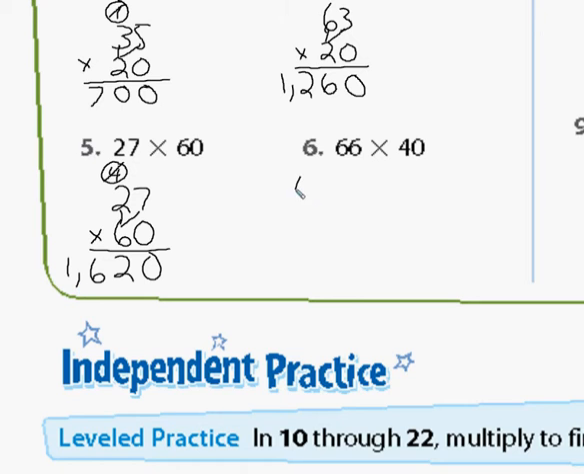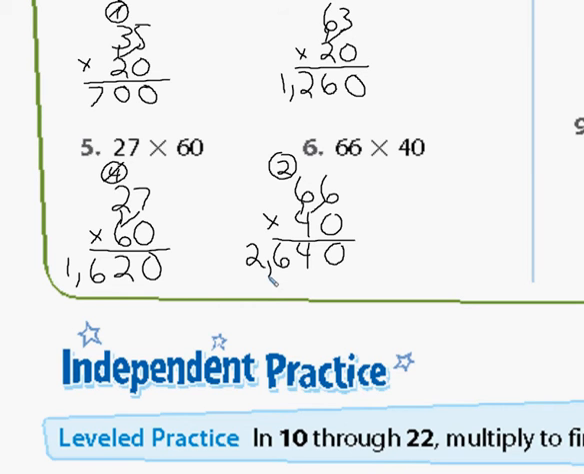Problem number 6, 66 times 40. Bring down the 0. Next step is to multiply 4 times 6. That's 24. Next step is to multiply 6 times 4 again. 6 times 4 is 24, plus 2 is 26. So 66 times 40 is 2,640.